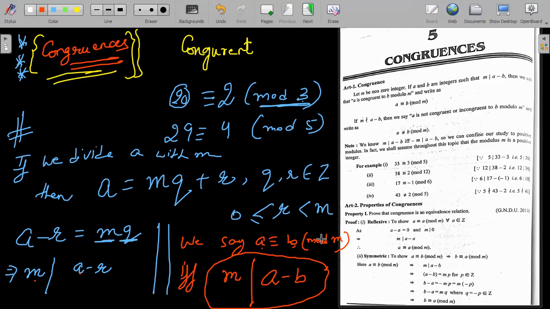Yes, ma'am. Right. So if you see the very first definition, let m be a non-zero integer. Why non-zero? Because we are dividing by it. And a and b are integers such that m divides a minus b. Then we say that a is congruent to b mod m. This mod is actually modulo, and modulo means division. And if m does not divide a minus b, then we say that a is not congruent to b mod m. Is it fine?